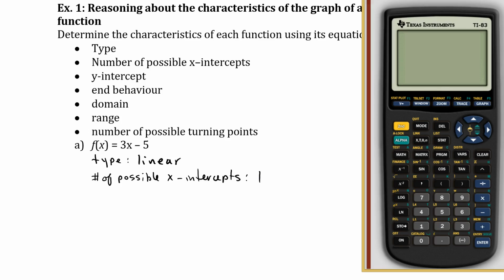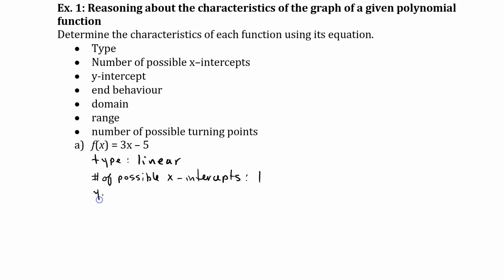And just to prove it, let's graph it. So we're going to clear this one from the last notes. We're going to say 3x minus 5. Graph it. And lo and behold, right here, this is our x-intercept.